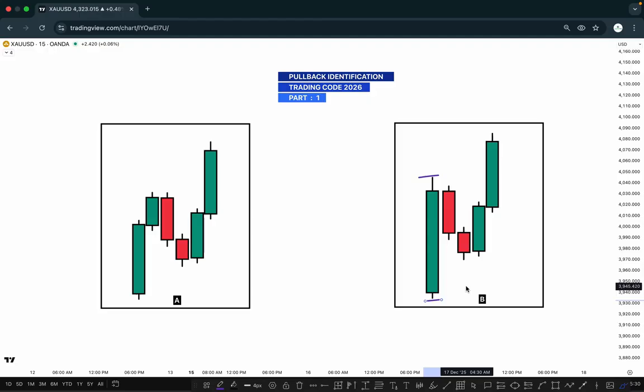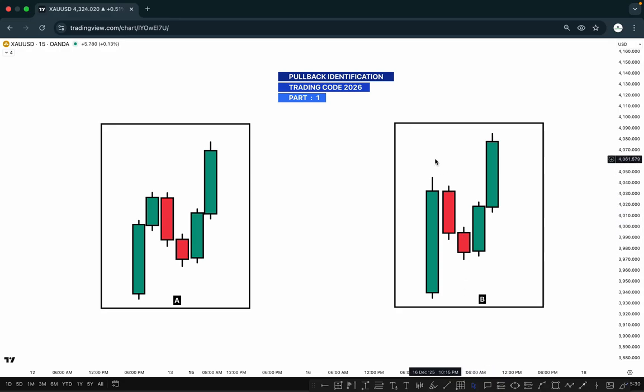But the market did not break this previous candle low, so we are not able to mark it as a valid pullback. This is not a valid pullback because the market did not break the previous candle low. If the market broke it, we could consider this a valid pullback. But if we make a few changes in this structure, this can be a valid pullback. How? Let me show you exactly.